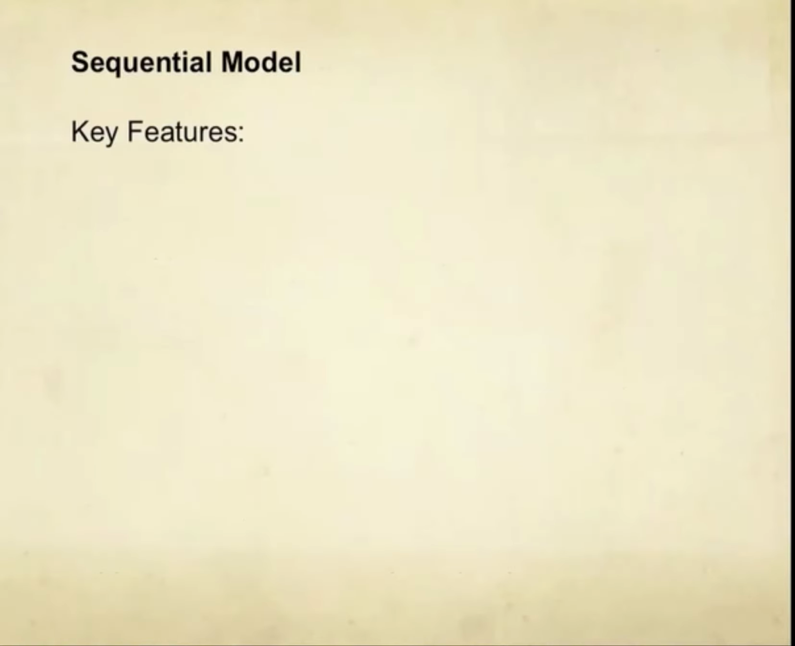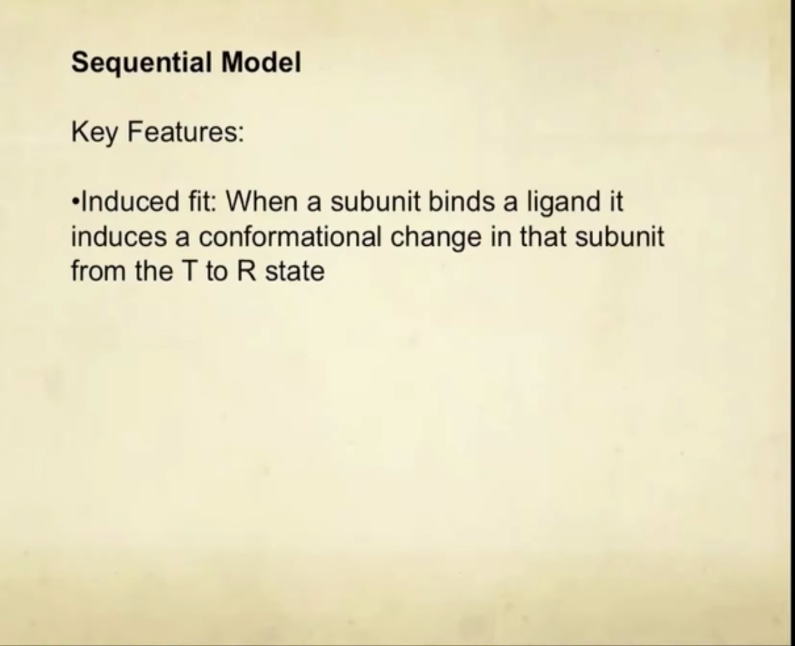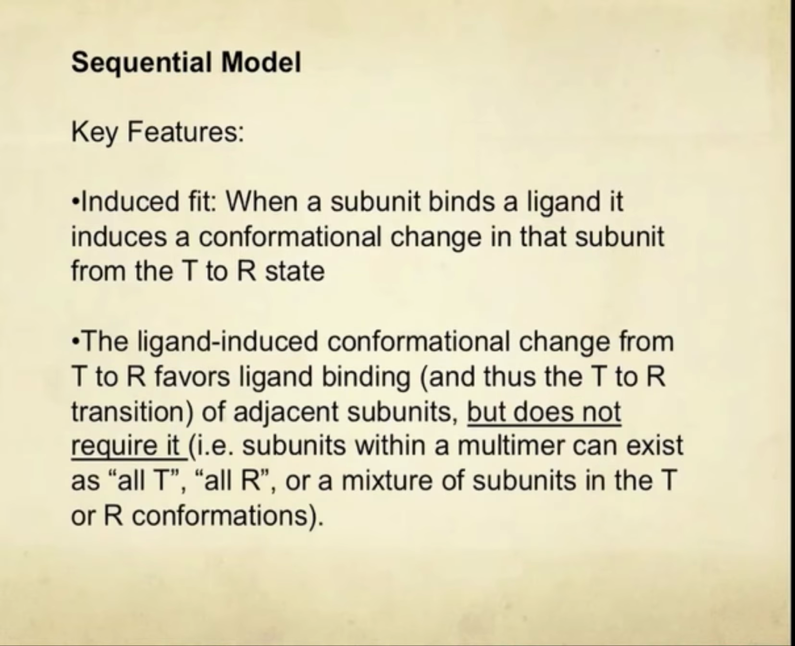Now, the sequential model, or the Koshland model, also known as the induced fit, there is a change in conformation when the ligand binds to a protein. And it can be just in one subunit. So that's the key difference with the concerted model, in that in this case, not all of the subunits have to change conformation, usually just the subunit that binds to the ligand. So again, it can change other adjacent subunits, but it doesn't have to.